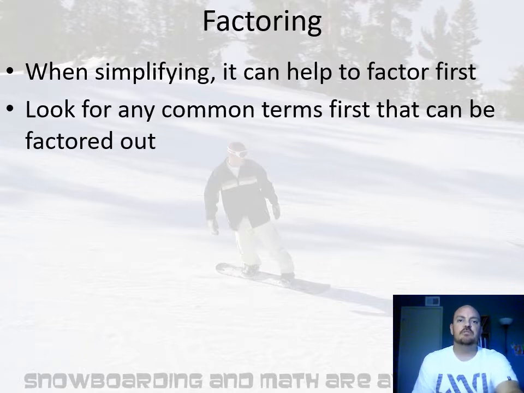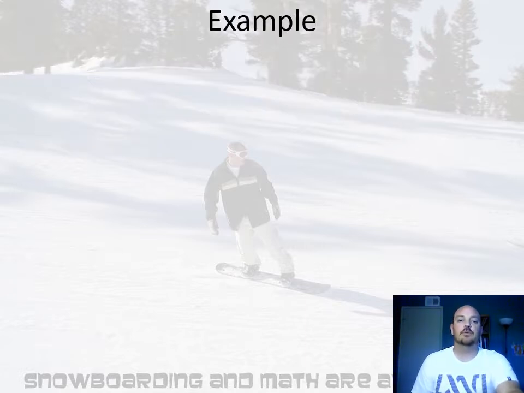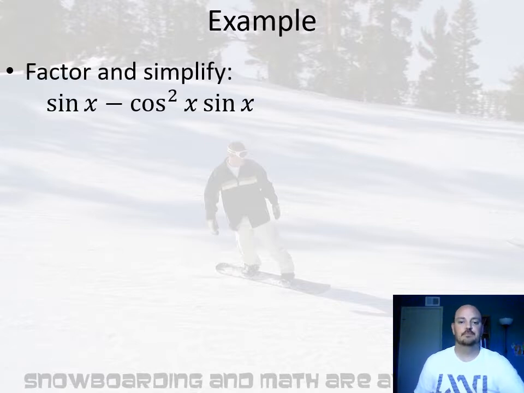There are a couple types of factoring. I'm going to start with the easiest one to recognize, and that's common terms. If you're looking at the expression you're trying to simplify, and you notice that you have the same trig function in there more than once, in every part, you can factor it out. So let's look at an example where you do that.